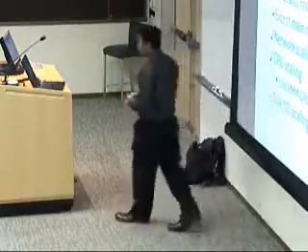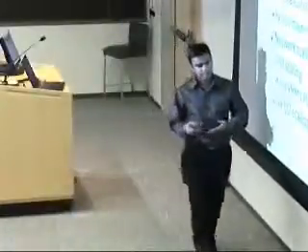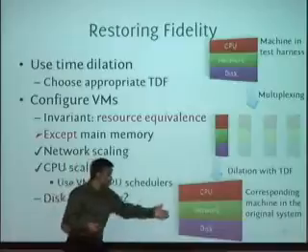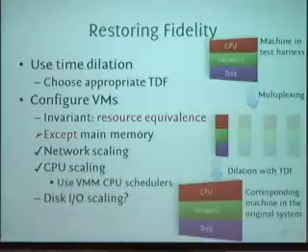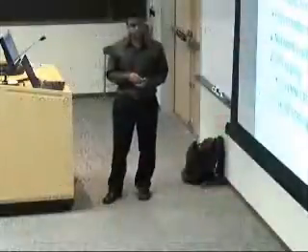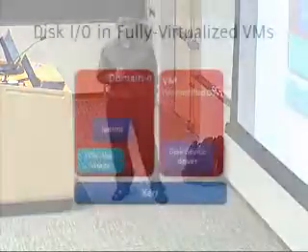Under time dilation, the disk will appear to be much faster, and in particular, it can be perceived as a completely different disk than the disk in the original system. And we want to make sure that the VM sees the same disk as the physical machine sees in the original system. So how do we deal with disk I/O scaling? Before I describe that, let's first look at how disk I/O happens in Xen.